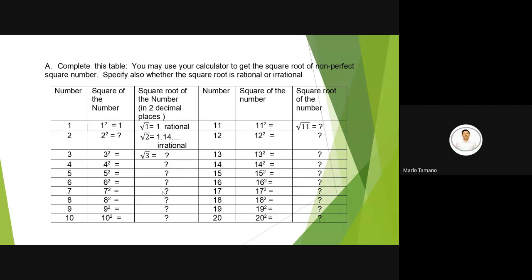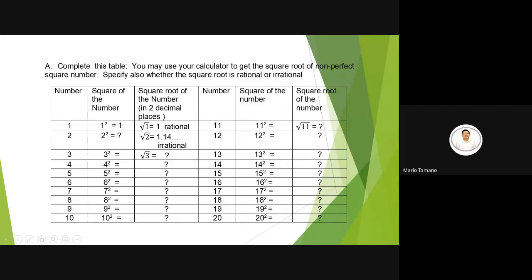Next is square root of 8. 2.83. Irrational or rational? Irrational. Okay, then next is 9. Square root of 9 is 3. Rational or irrational? Rational.